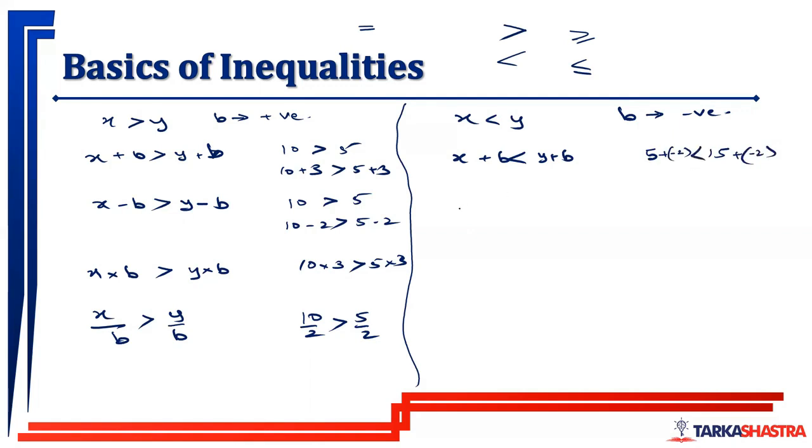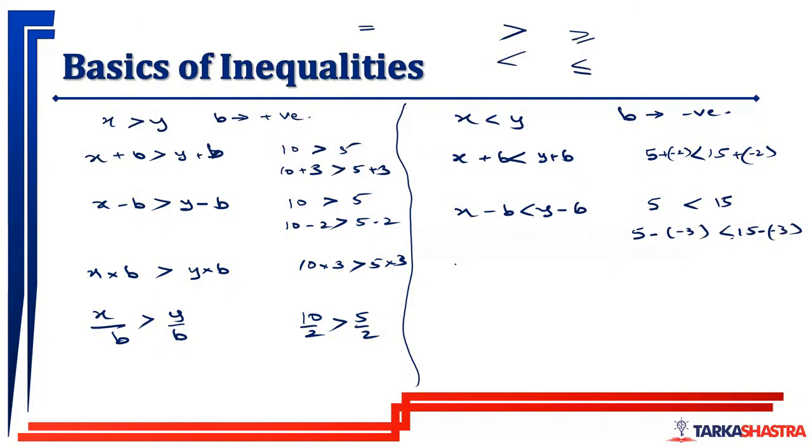If I subtract this negative value, x minus b, y minus b, the inequality again won't change its nature. For example, 5 less than 15, we have already. Now 5 minus minus 3, 15 minus minus 3. This will become 8, this will become 18. 18 is greater than 8. So the inequality is not changing its nature.